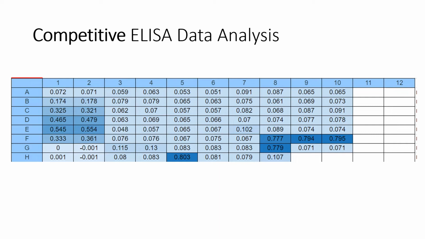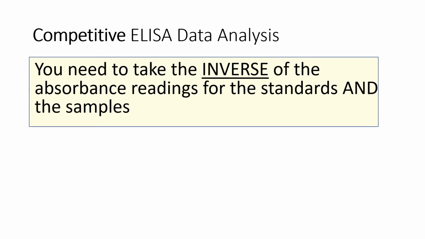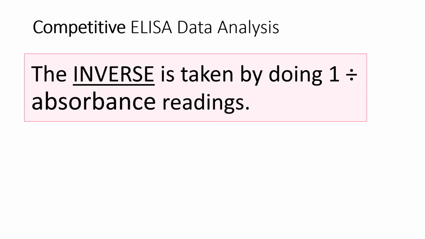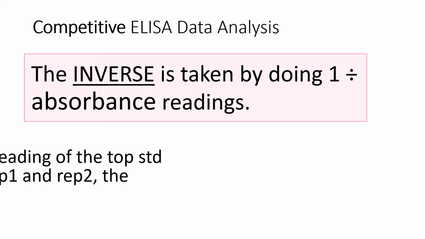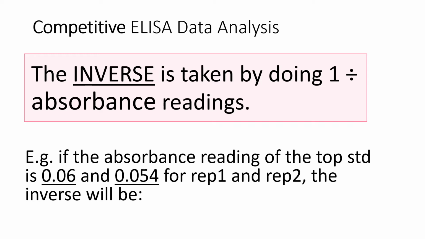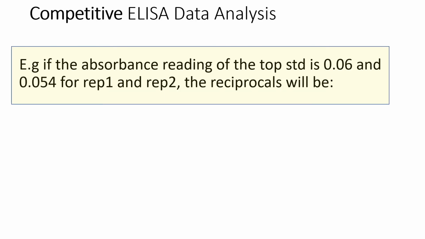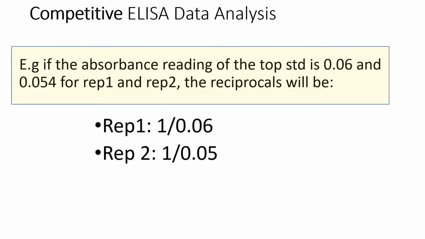Because this data is inverted, we go ahead and take the inverse of the absorbance readings for the standards and the samples. So how do you take an inverse? The inverse is taken by doing 1 divided by the absorbance readings. For example, if the absorbance reading of the top standard is 0.06 for the first replicate and 0.05 for the second, then the inverse will be very simple: 1 divided by 0.06, and the other replicate will be 1 divided by 0.05. You repeat the process for all the data points.